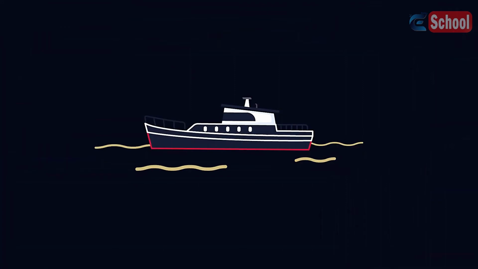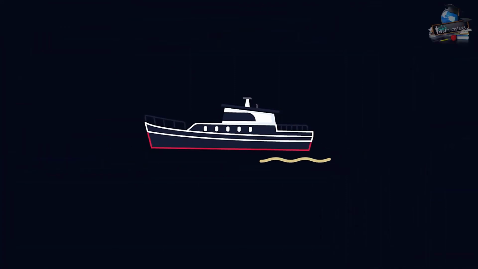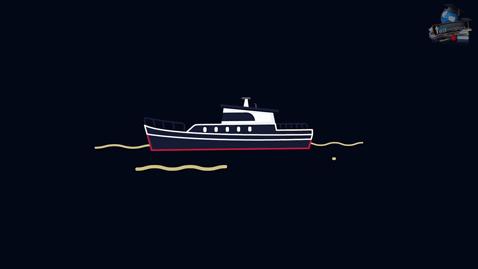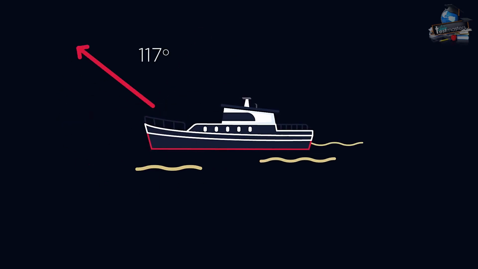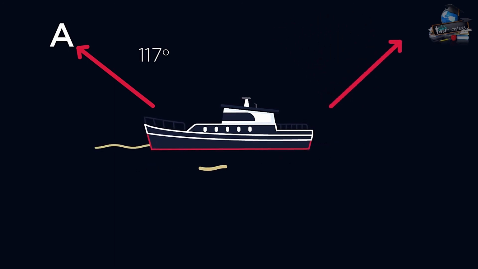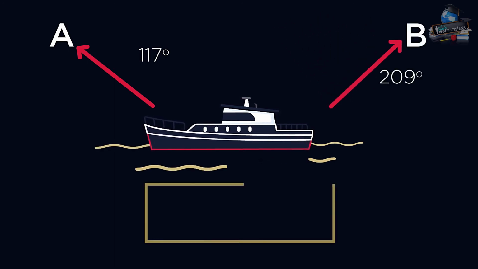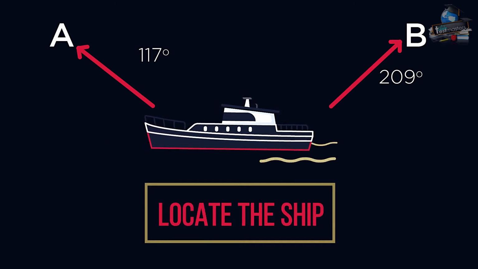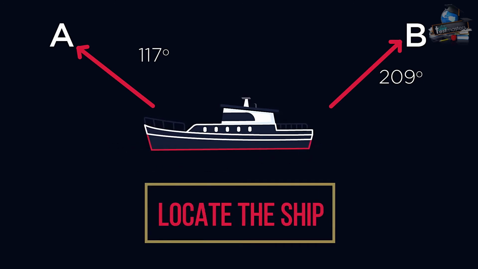It's also possible to find a location using two others. Consider this question. A ship at sea is on a bearing of 117 degrees from town A and a bearing of 209 degrees from town B. Locate the ship. Pause the video and see if you can figure out how.